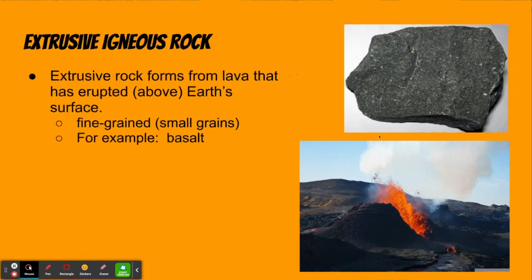Now, extrusive on the opposite side is a rock that forms from lava that's erupted above the surface. They're very fine grained because it cools very quickly. You can see basalt over there on the right. You can also think of pumice. Even though pumice is very porous and very holey, it doesn't have crystals in it, so it cooled very quickly. You can also think of obsidian, volcanic glass. Those are rocks that are very smooth. They did not have time to crystallize.